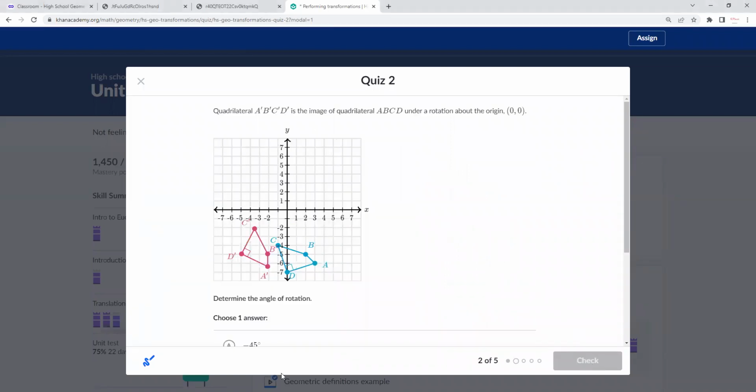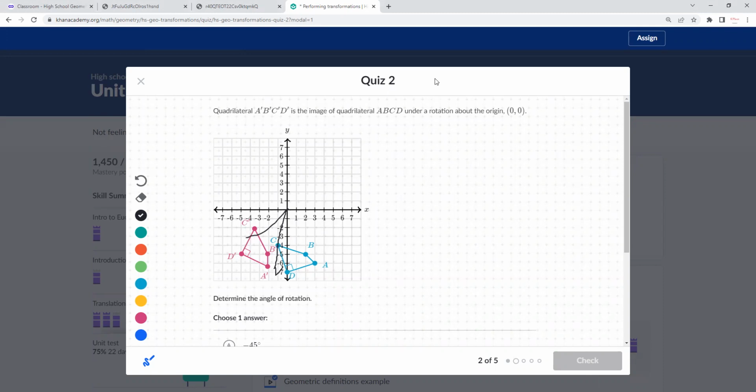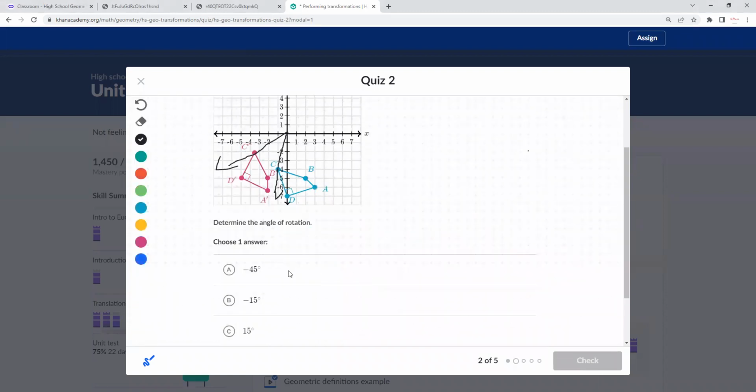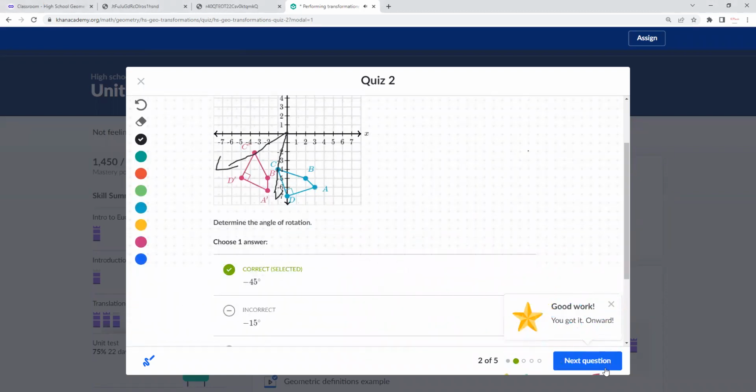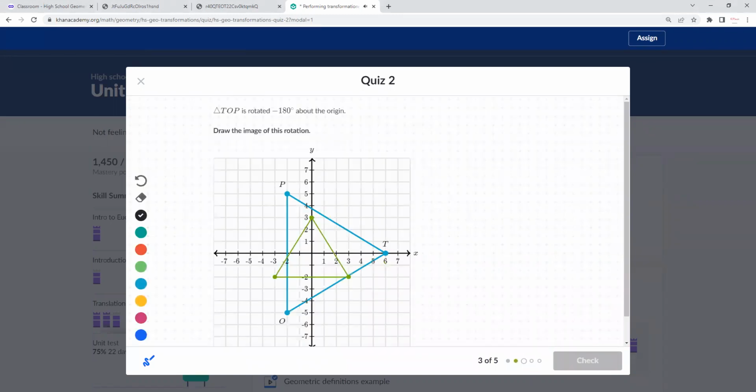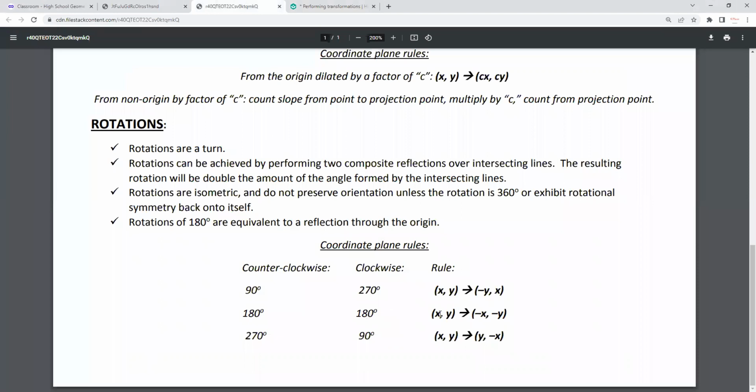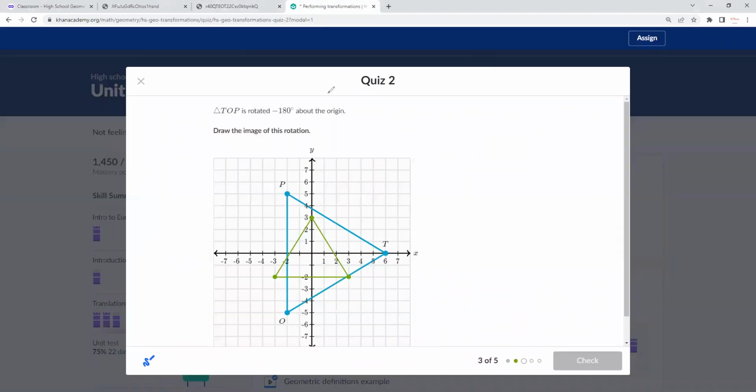Okay, so for these, it helps to draw. You can just draw in Khan Academy. It's going from point C to point C prime over here. So you can tell that it is going clockwise, and it looks about 45 degrees. So it would be -45 degrees because it's clockwise. For this one, you're rotating it -180, which is clockwise 180, which goes from (x, y) to (-x, -y).